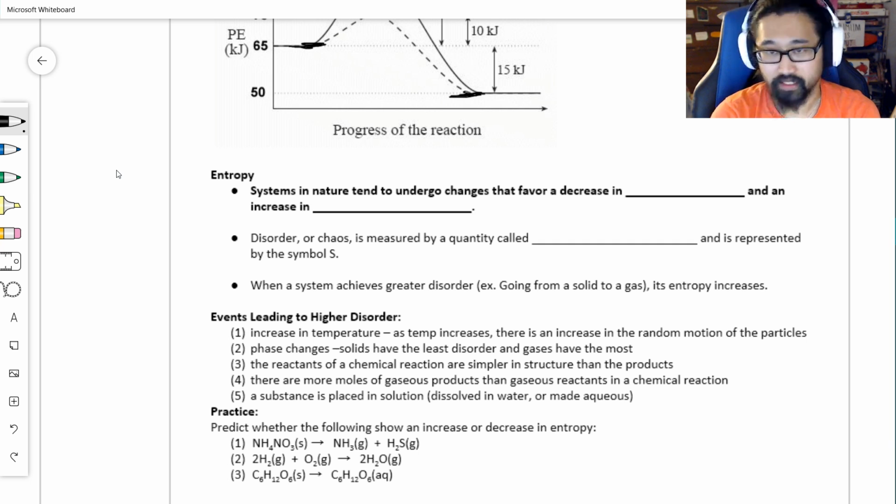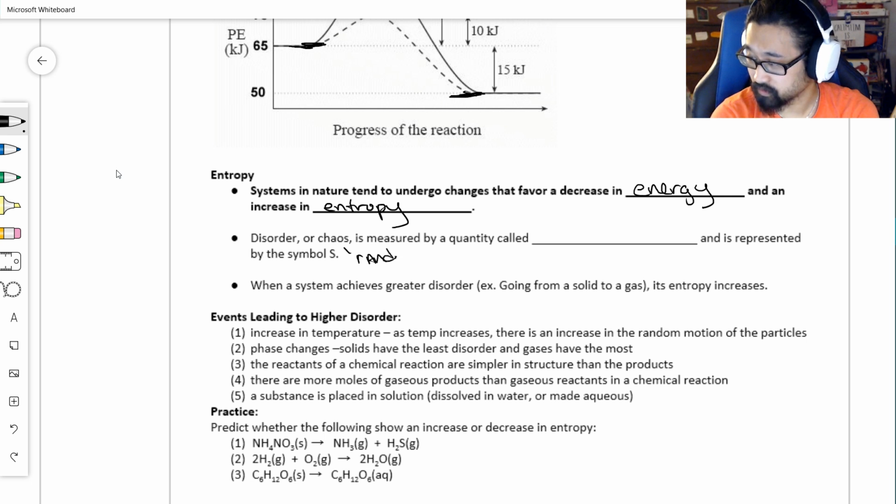This bolded line applies to all science, applies to all things. Systems in nature undergo changes that decrease in energy. Again, remember, the universe is lazy. And an increase in something that we call entropy. Now, the disorder, chaos, randomness of a system is measured by a quantity that we call entropy.